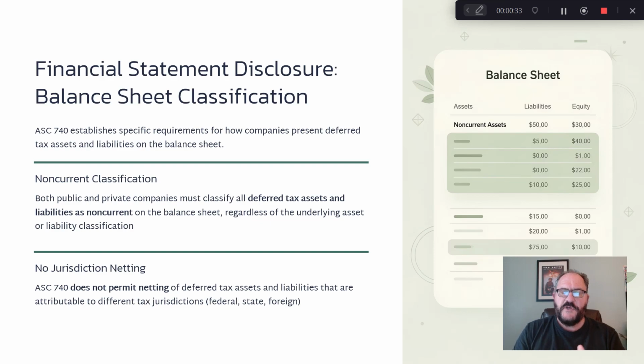Okay? So, a couple things to know. All of these liabilities, all deferred tax assets and liabilities, are considered non-current on the balance sheet, which makes sense because they're not going to be settled in the current year. So that makes sense. And notice, it does not permit netting of deferred tax assets and liabilities that are to different tax jurisdictions, federal, state, or foreign. So in other words, state with state, federal with federal, foreign with foreign. You can't mix and match. Okay?